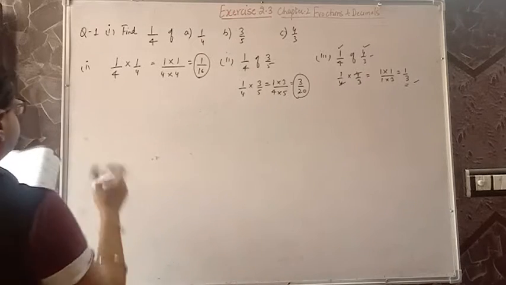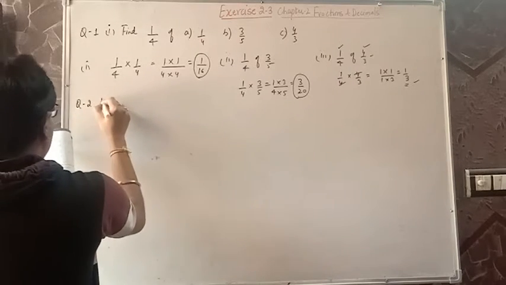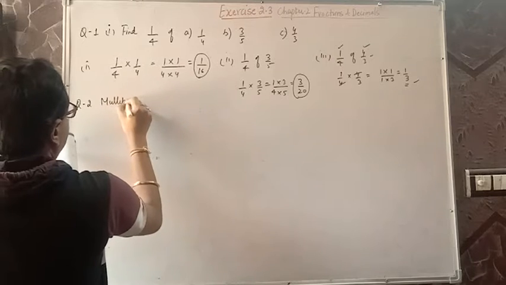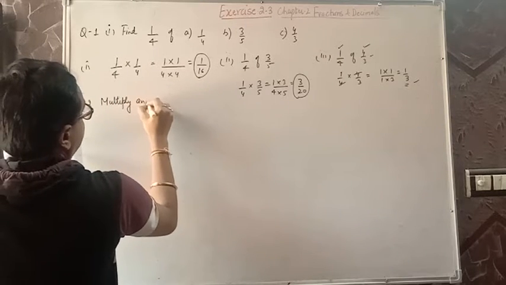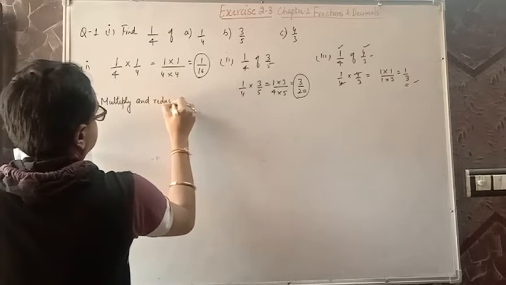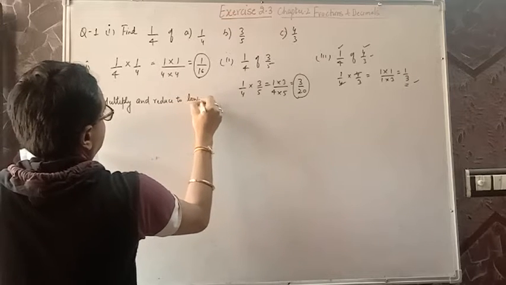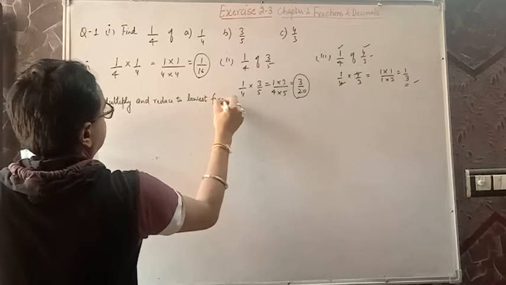Question number 2. Multiply and reduce to lowest form, if possible. It's written if possible.